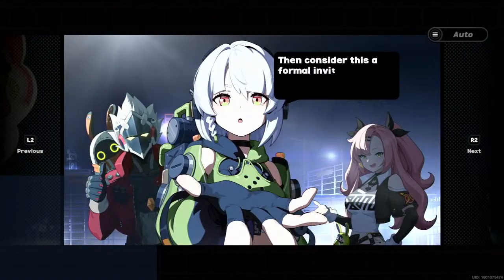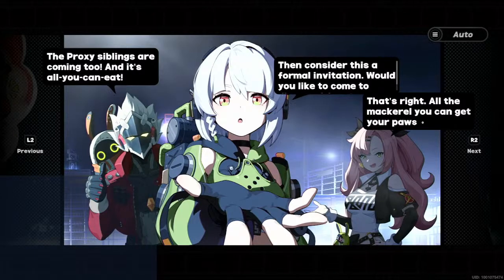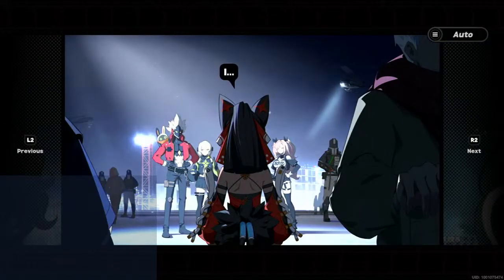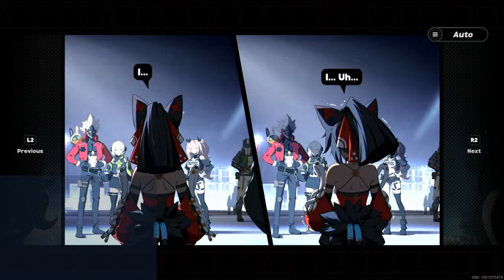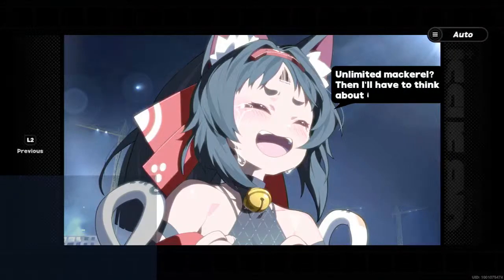Then consider this a formal invitation. Would you like to come to dinner with us? Oh, and it's all you can eat! That's right. All the mackerel you can get your paws on. Unlimited mackerel? Then I'll have to think about it.